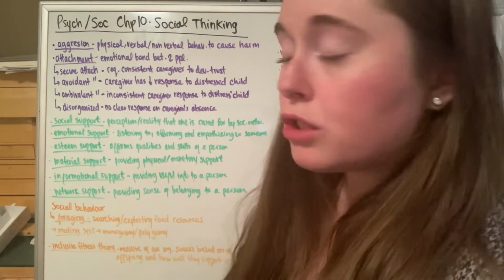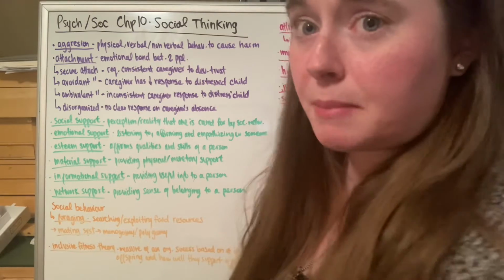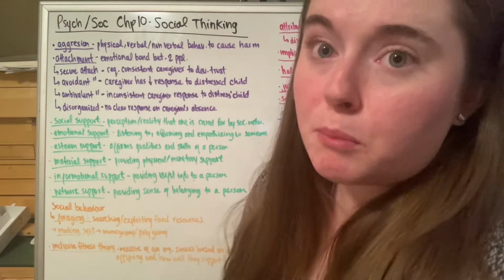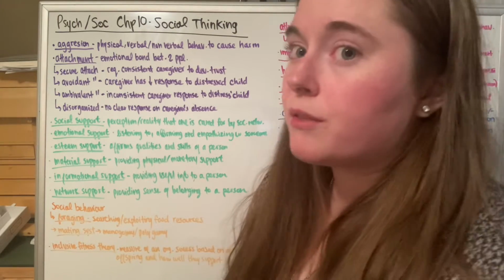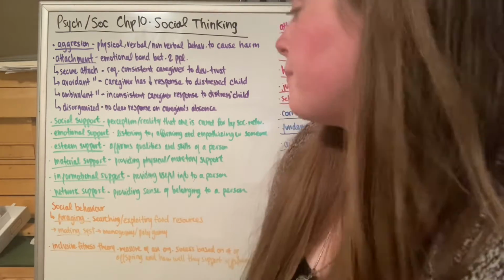We have informational support, which is providing useful information to a person. Pretty self-explanatory. And then we have network support, which is providing a sense of belonging to a person. So those are all different types of support that we can offer somebody.